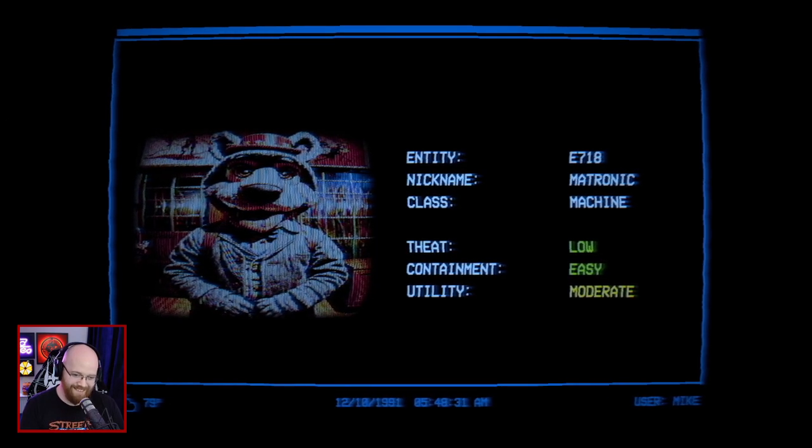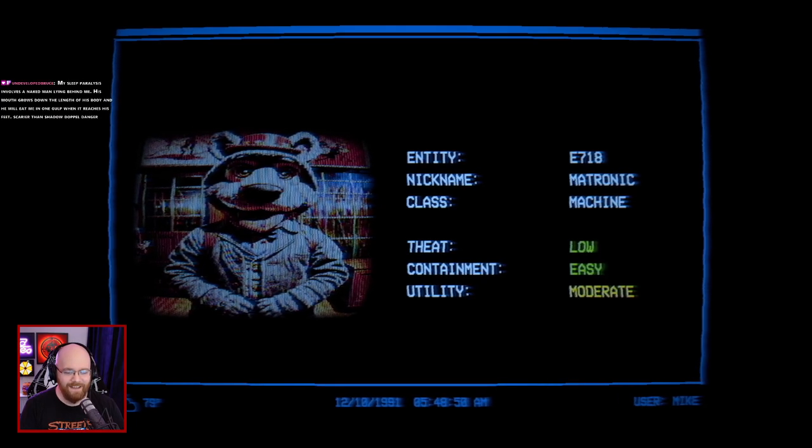Matronics, although dangerous, are easy to terminate and capture. In the past 5 years, children of ERD agents have been targeted by matronics, and they have taken 107 to date. The research goal this year is finding why matronics are targeting agent children and how to redirect their targeting. Fucking 107 agent children have gone missing from matronics.